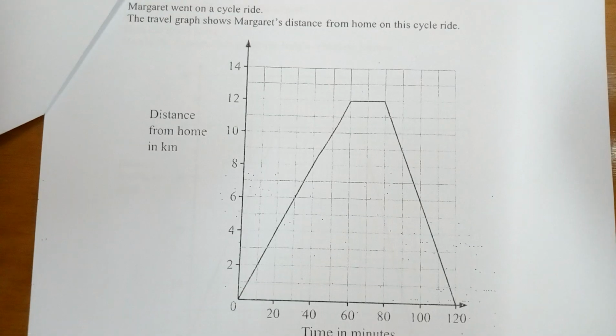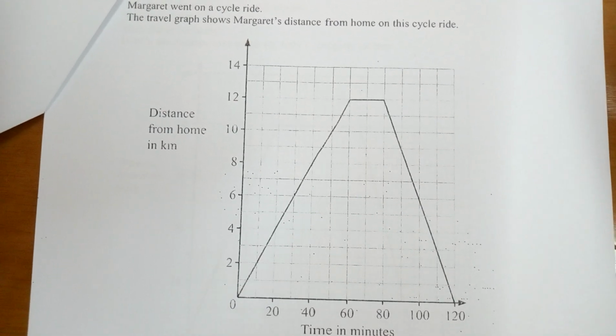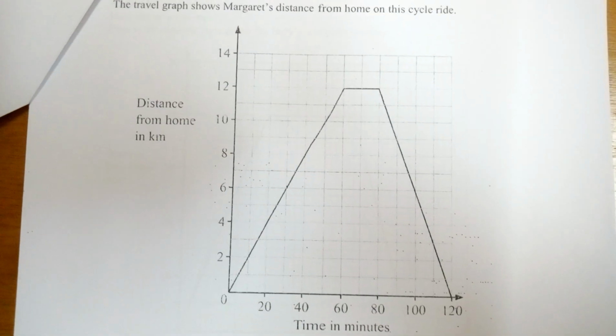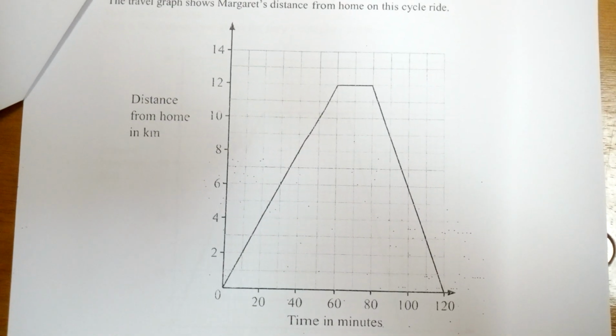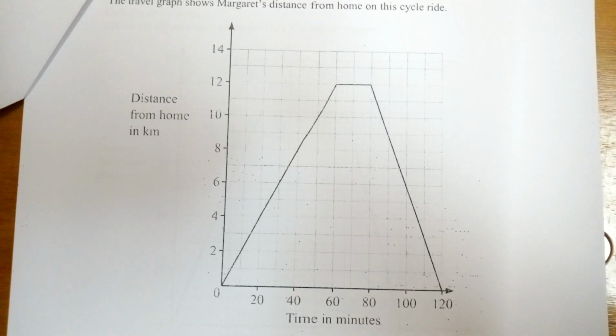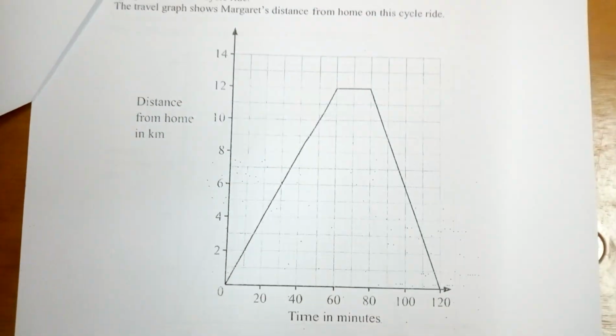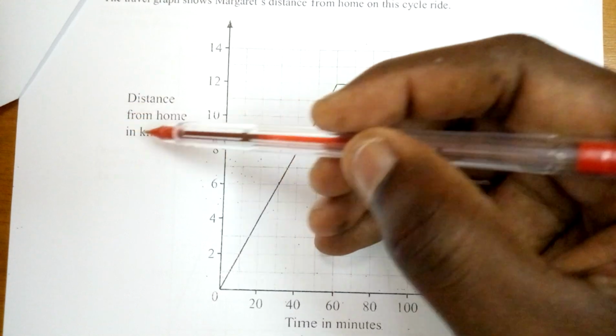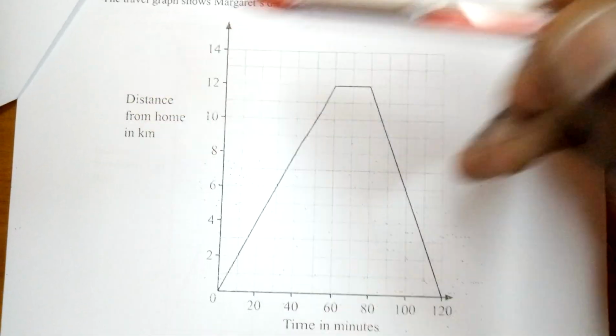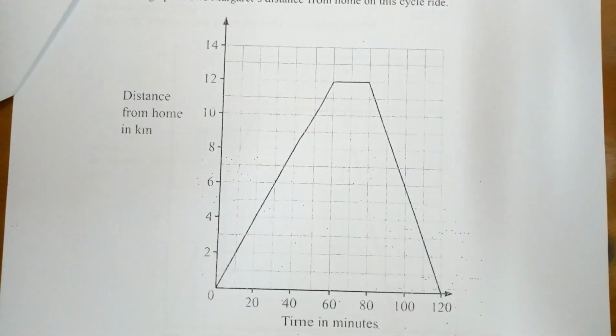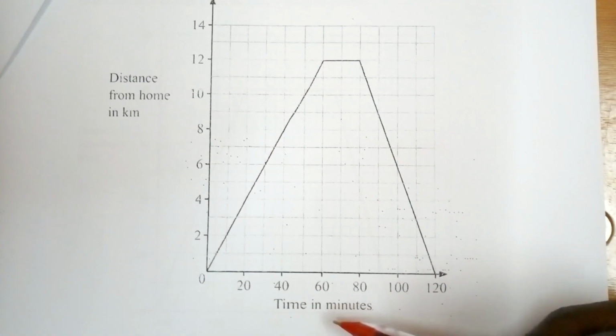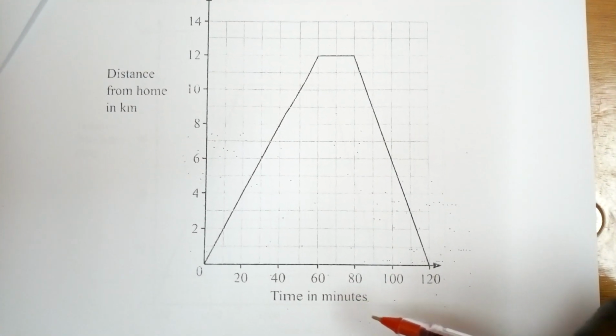Today we are looking at distance time graph. We have to know that when we are looking at the distance time graph, we must have the distance on our y-axis and the time on our x-axis. So when we look here, you'd realize we are given kilometer as a unit for distance, and down here we are given minutes to represent time.